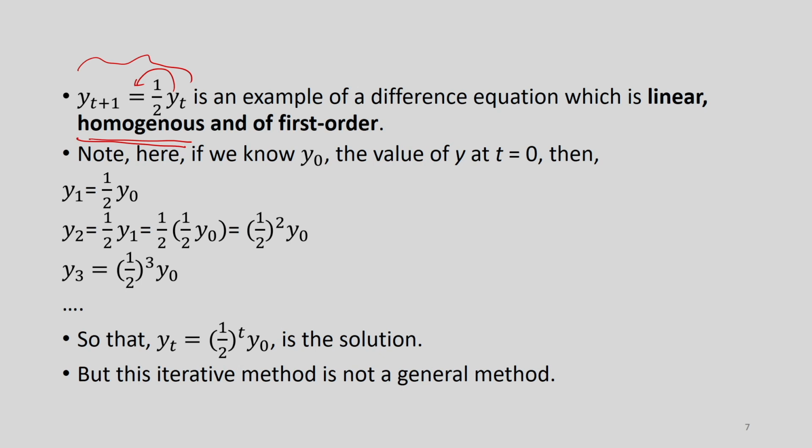So, there is no constant term on the right hand side, and that allows us to conclude that this is a homogeneous difference equation. The other two criteria, that is linear and first order, are maintained like in the previous example. Now, actually this particular equation can be easily solved.